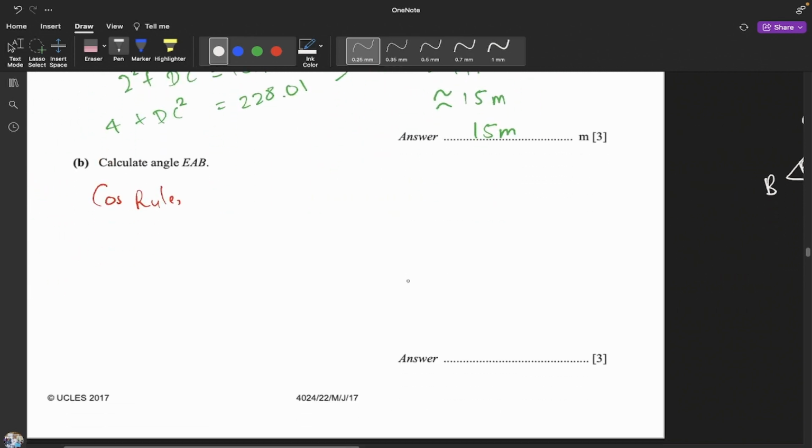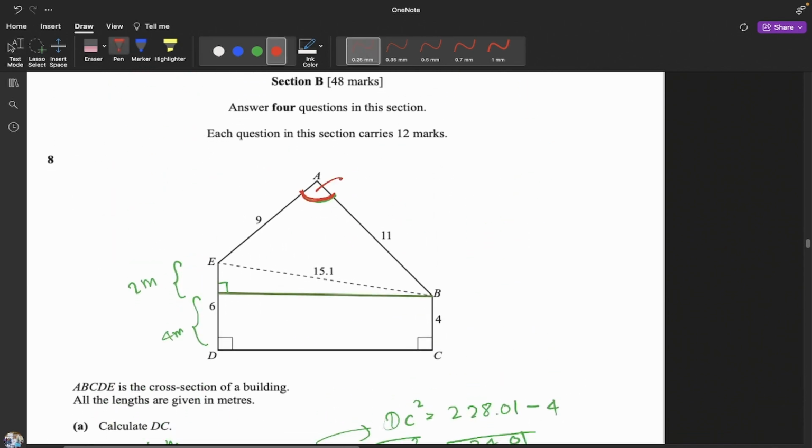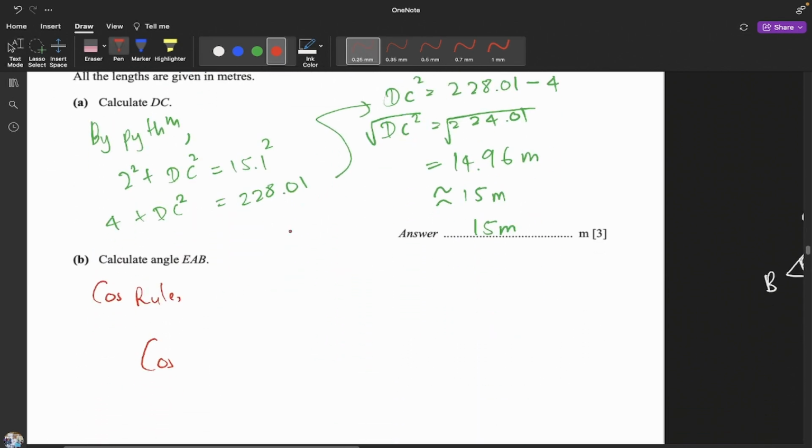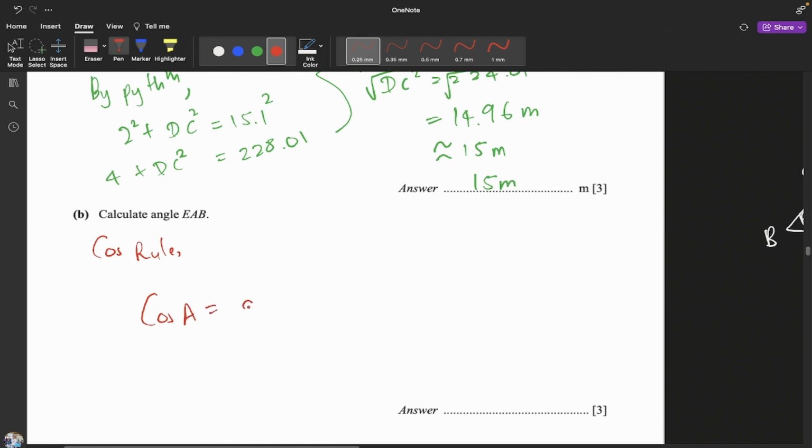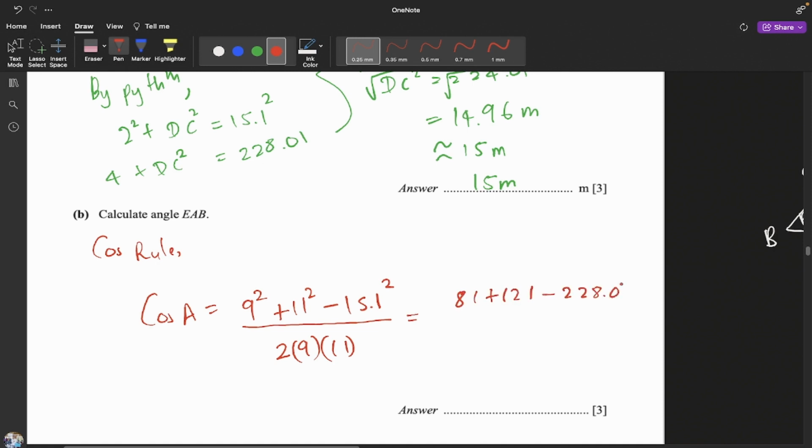Similarly, here you can write cos, as this is A, let's assume this is angle A. So cos A is equal to 9 square plus 11 square minus 15.1 square, divided by 2 times 9 times 11. If you solve this, you get 81 plus 121 minus 228.01 divided by 198. You can plug the values in a calculator and get the value.